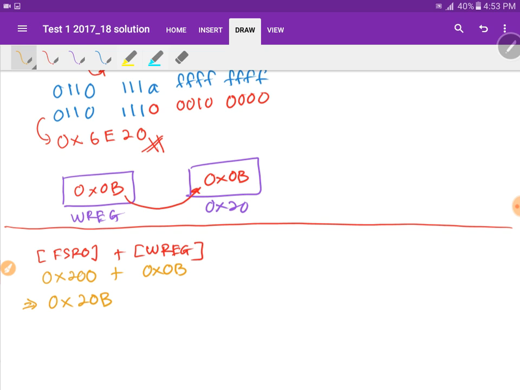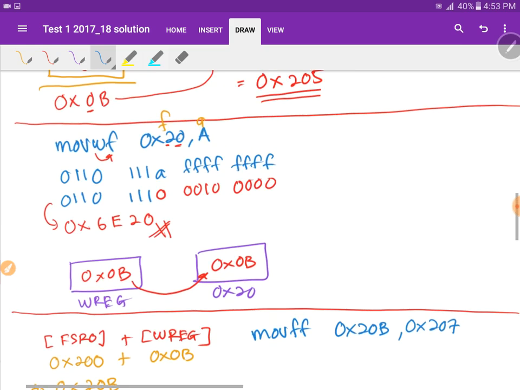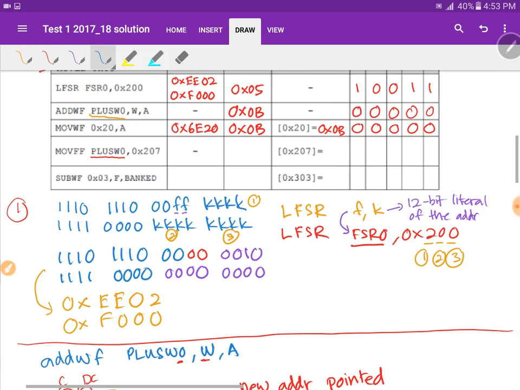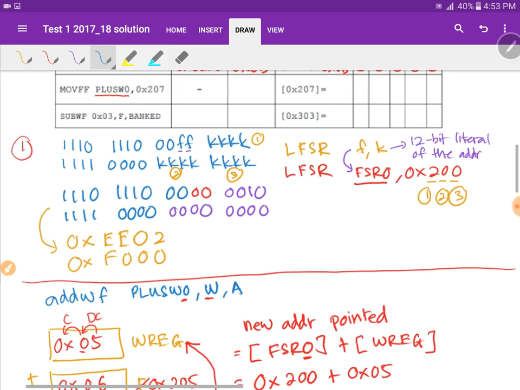So which means if we were to rewrite back the question, it is actually referring to this: move FF, hex 20B to hex 207. Is it correct? Is it 207? Yes, it's 207.